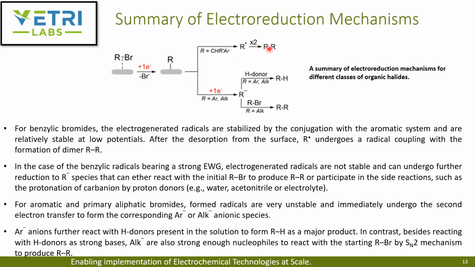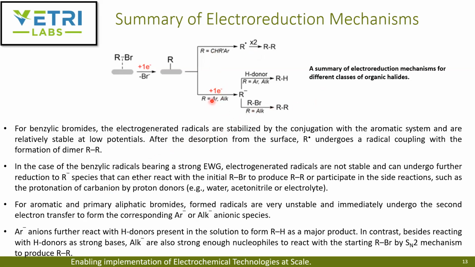Whereas if the benzyl radical bears a strong electron withdrawing group such as nitrile, the electrogenerated radicals are not stable and they can undergo further reduction to form carbanion species that can react with the initial benzyl bromide to produce the dimer, or they can participate in side reactions such as protonation of these carbanions by proton donors such as water, acetonitrile, or the electrolyte.